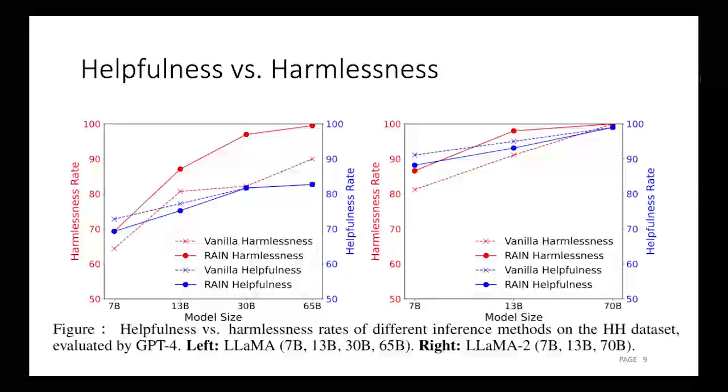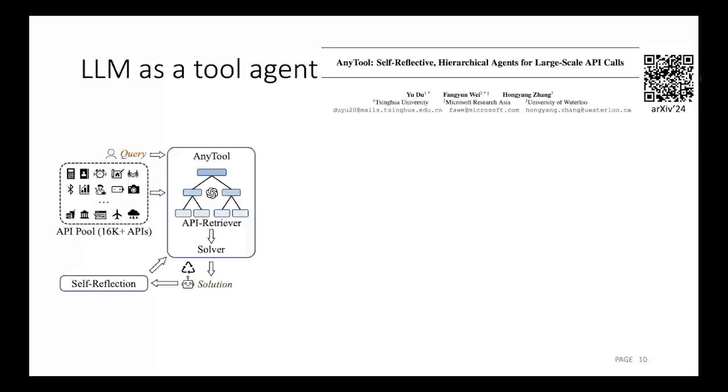And all the helpful rates and harmlessness rates are evaluated by the GPT-4 model. So this is one example of self-evolving. We use the large language model's ability to do self-evaluation, and then we use this ability to do self-evolution to improve itself.